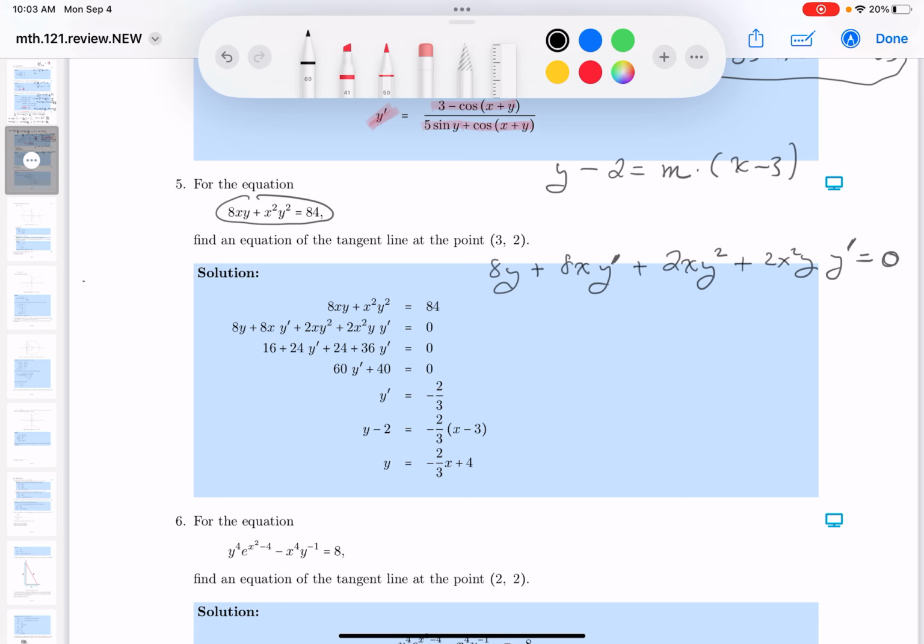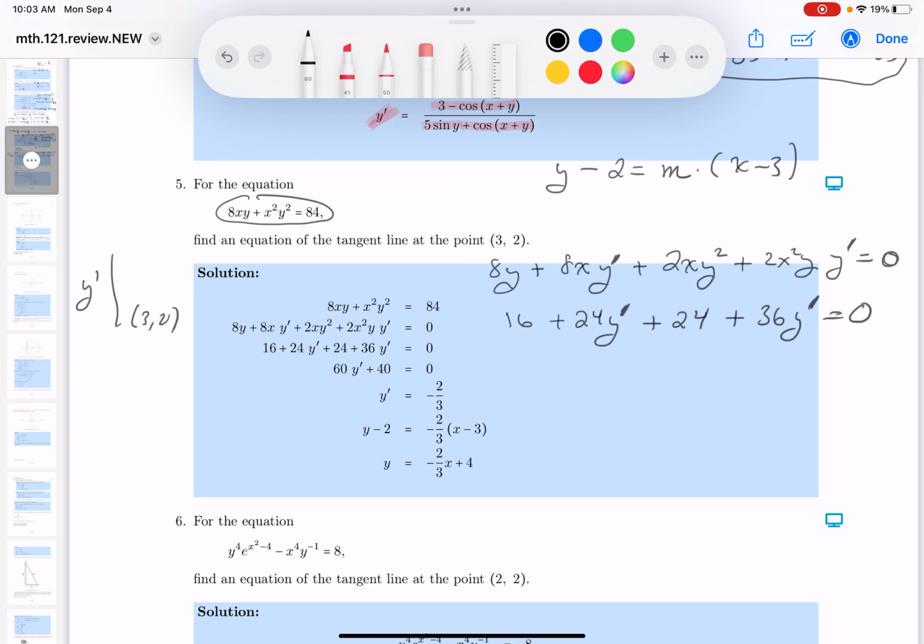So really what I want to find out is what y prime is at the point (3, 2). So I'm going to plug in y is 2. That's going to be 16. Plus x is 3. That's 24 y prime. Plus, well, it's more complicated. So it's going to be, let's see, 2x. That's 6. And y squared is 4. That's going to be 24. Plus 2x squared, that's going to be 18 times 2, 36 y prime equals 0.